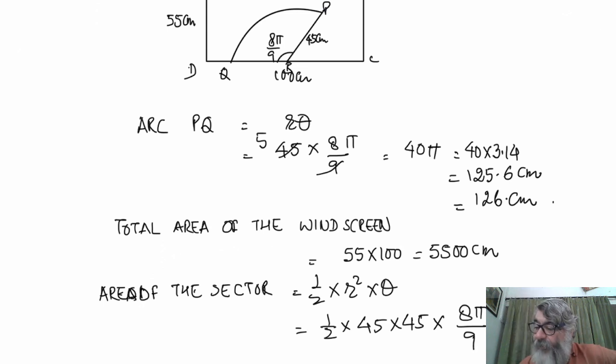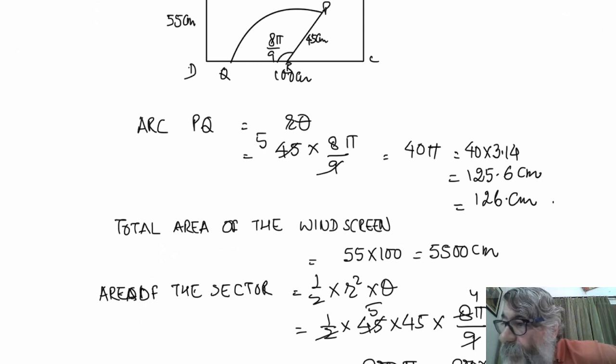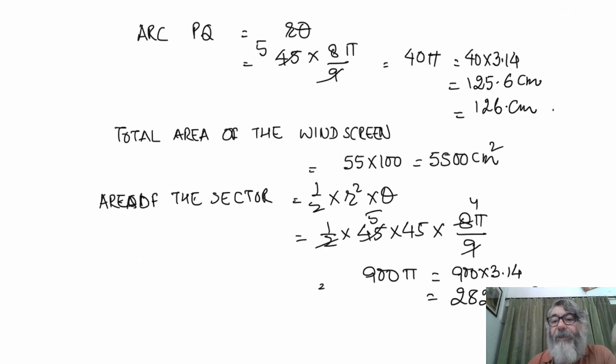So let us cancel whatever we can cancel. 2 4s are 8, 9 5s are 45, 5 4s are 20, 20 into 45 will be, I think, 900 pi. Now again the value of pi is 3.14. So 3.14 multiplied, you will get 2826. Area is centimeter square. So I have got the area cleaned.